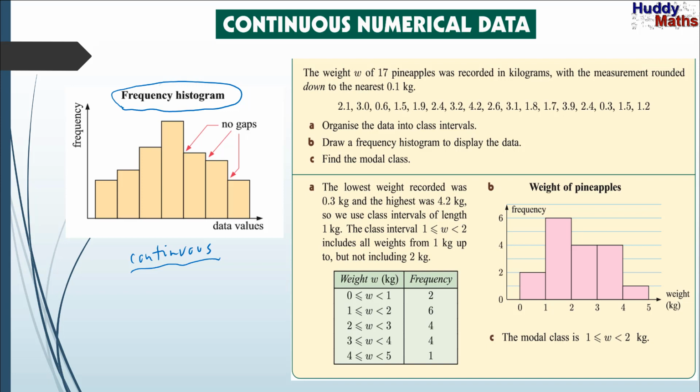So something like the weight of 17 pineapples was recorded in kilograms. The weight in kilograms.